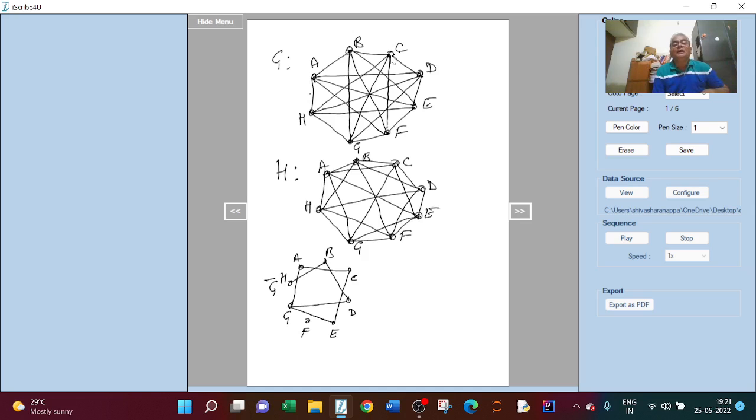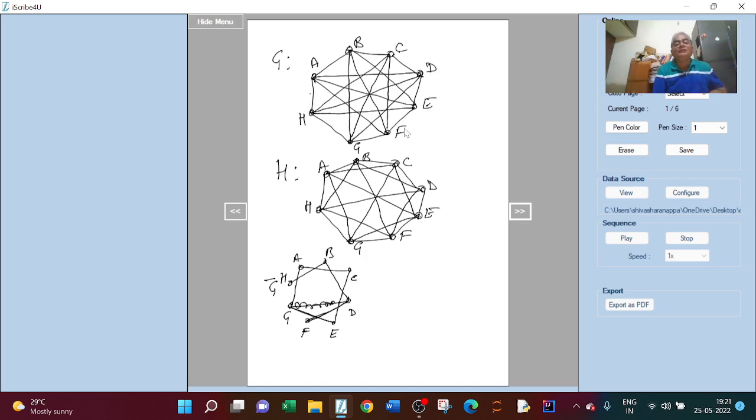Okay. From D to B, D to F, not D to G. Yeah, D to F I have to write. D to F. And E to C we have written. E to G I have to write. E to G. Okay, E to G I have written.